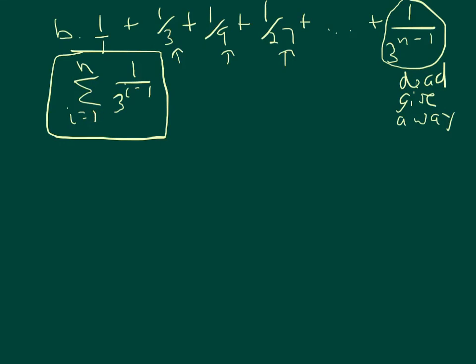So, your checkpoint 4. You have 2 things to do, A and B. Press pause, work on those, get the 2 sums. I'll give you the answers in just a second.